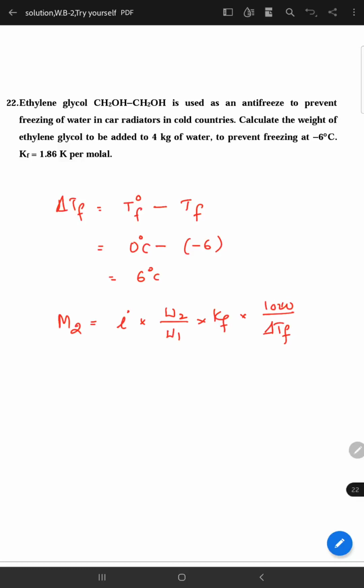So for the given ethylene glycol, molar mass is 62. Formula is given, using that you calculate. And Van 't Hoff factor you can take as 1 because it is a non-electrolyte. And then substitute, we have to find out WO2. Mass of solvent they have given 4 kg, which means 4000 gram. KF value for water is given 1.86, 1000 into depression in freezing point 6. If you simplify that, you will get WO2 as 800 gram. So answer for question number 22 is 800 gram.